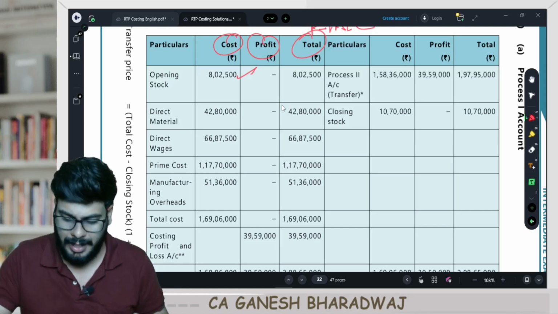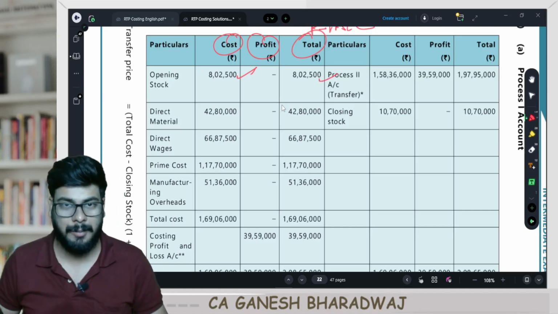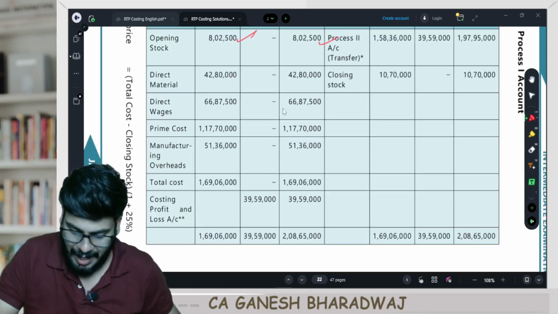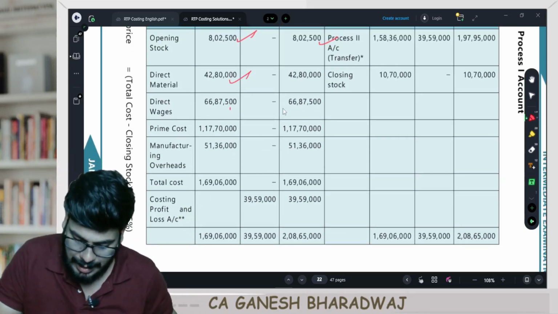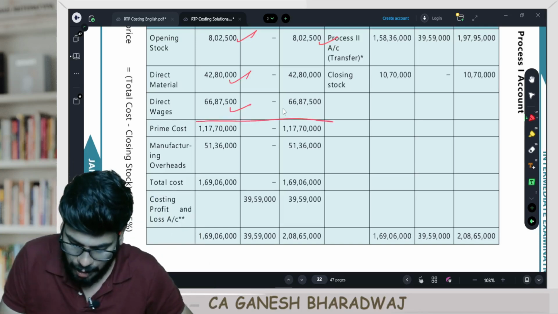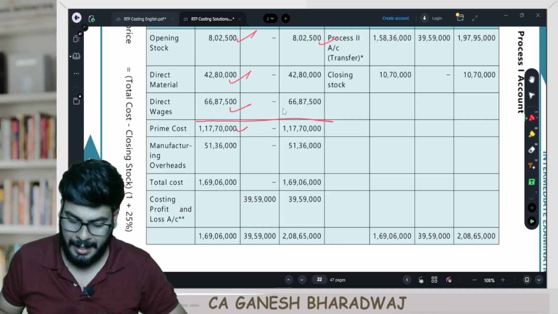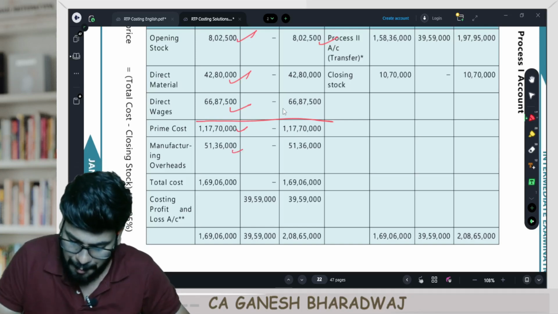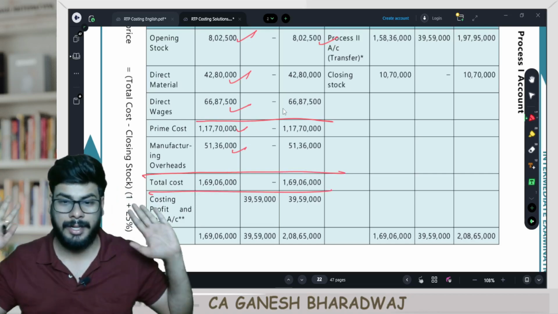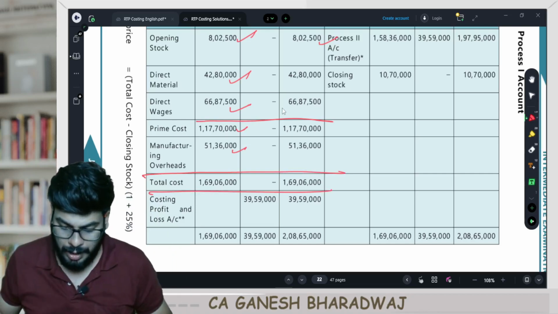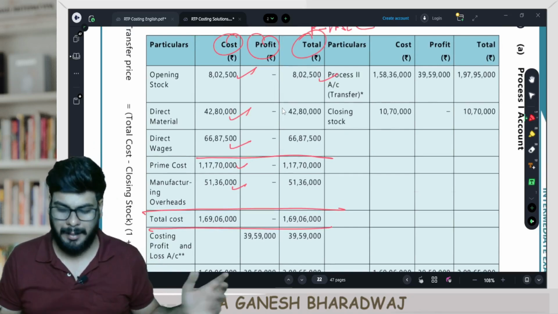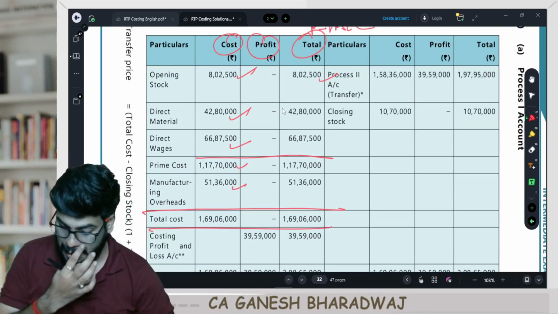There is no profit inside of it, so that's going to come in your total column as 8,02,500. Now, in process one, I have made some material purchases, direct wages, right? So if you total this up, you get your total prime cost, right? And then you have your production overheads, then you will get your total cost column. Clear, guys? Now inside all these things, there is no profit element, because anyways, this is the first process. There is not a problem at all.